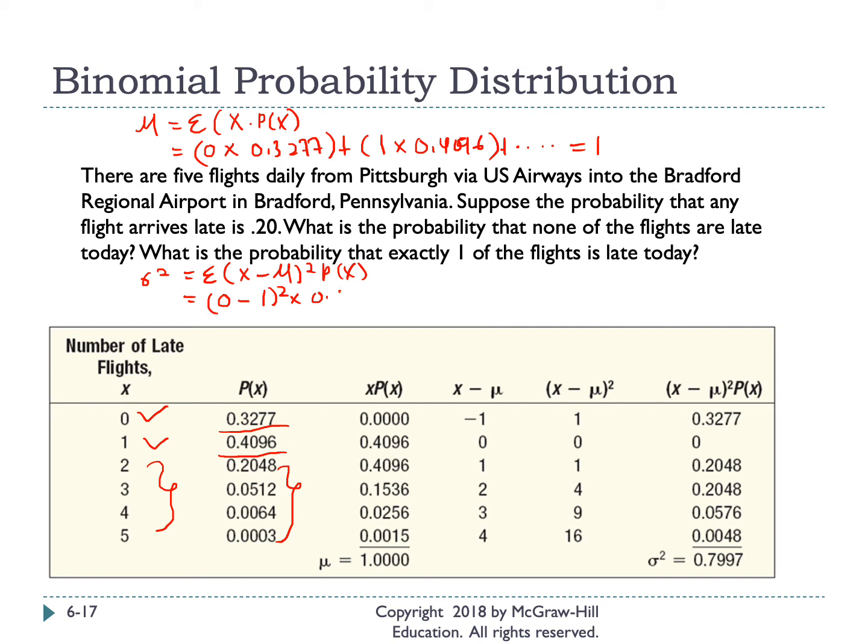So 0.3277. This is the first bracket, and then plus, because we are talking about summation, the second item. What is the second item? 1 minus 1, squared, multiplied by the second probability, 0.4096, and this is the second bracket, plus everything until the fifth item. Okay, so this should give you 0.7997. So you will have such a very long calculation if you are asked to compute the mu as well as the variance.